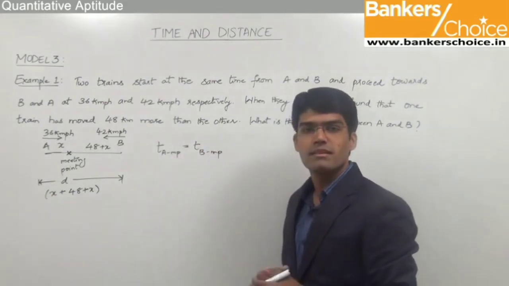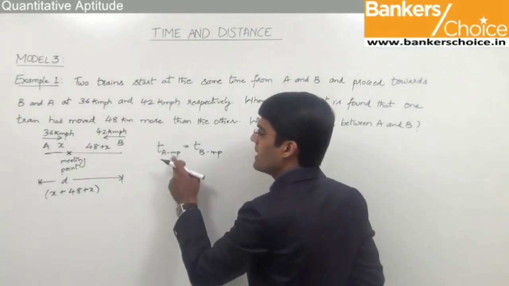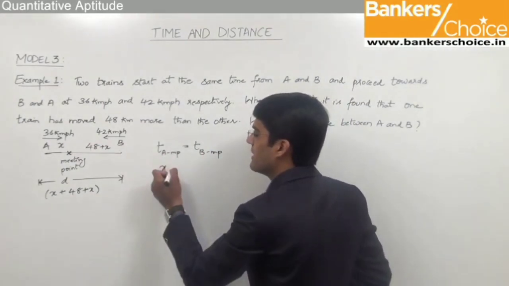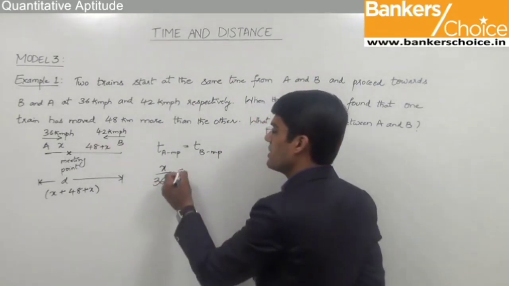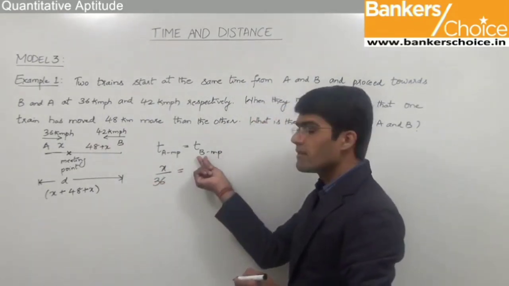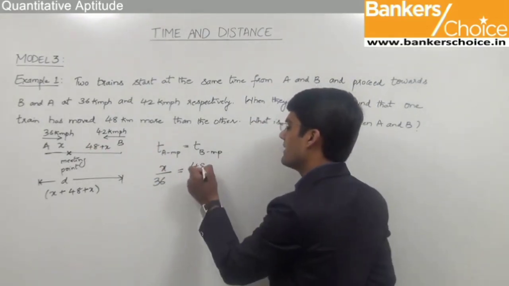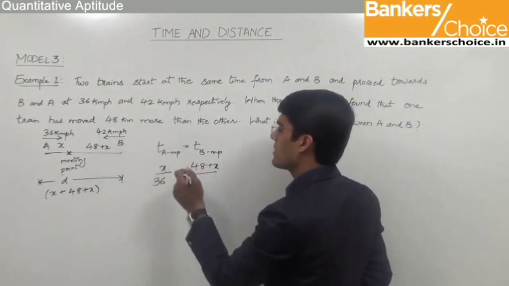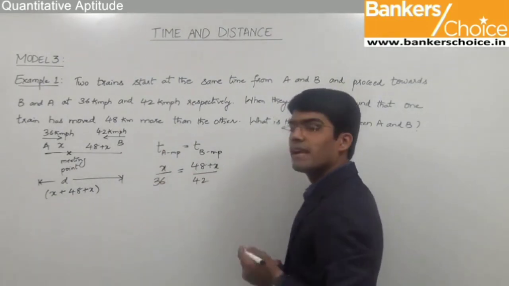Time, we know, is nothing but distance by speed. So the distance traveled by the first train from A to the meeting point is x, divided by the speed, 36 kilometers per hour, which should be equal to the distance traveled by the train from B to the meeting point, 48 plus x, divided by the speed here, 42 kilometers per hour. By simplifying this equation, we can get the value of x.